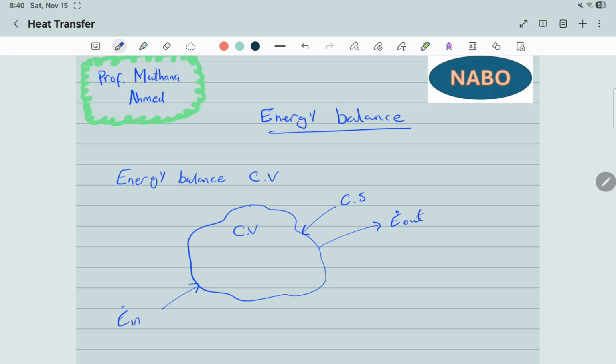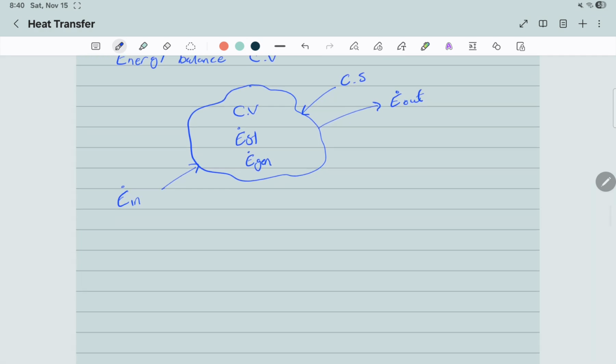If the energy going in is more than the energy coming out, that means there's some energy accumulated inside the volume that's being left inside, and that's the energy stored. If, for example, in our system we have energy being generated, then we have to take into account the energy generated inside the system. So let's identify each of these variables we wrote down.